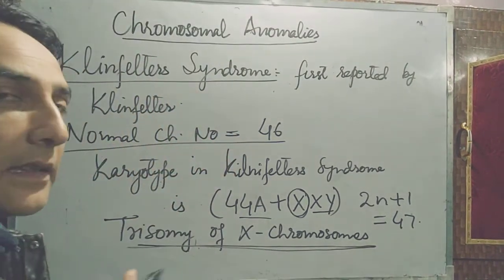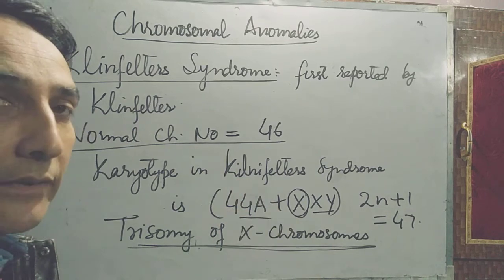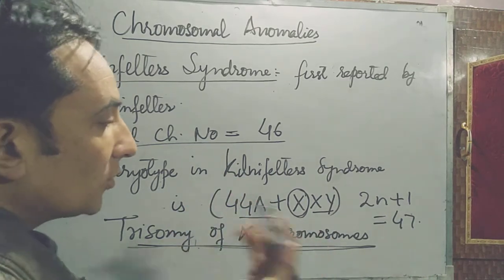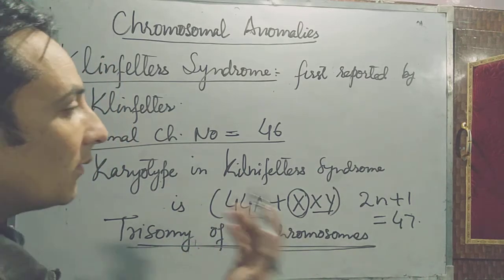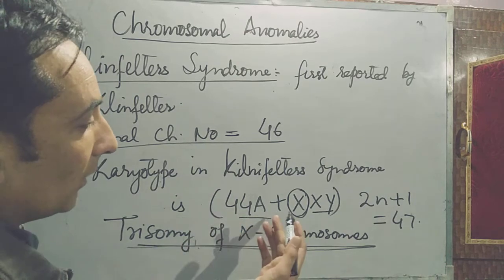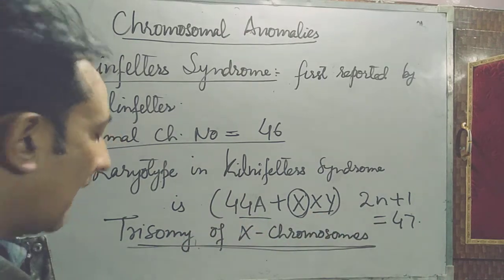So it's clear how we define Klinefelter syndrome: it is a sex chromosomal anomaly and it is a trisomy of X chromosome. The chromosomal formula of the person suffering from Klinefelter syndrome would be 44A plus XXY.